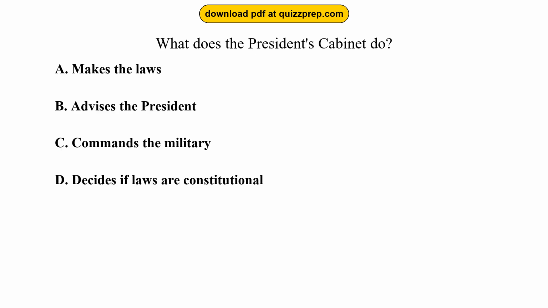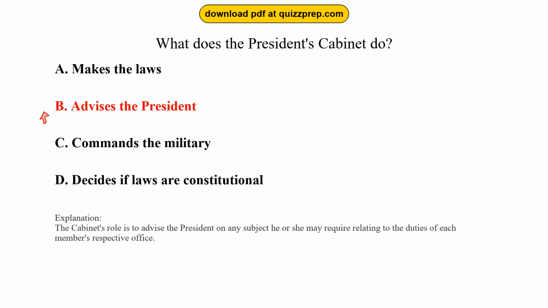Question 43. What does the President's Cabinet do? Option A, makes the laws. Option B, advises the President. Option C, commands the military. Option D, decides if laws are constitutional. The correct answer is option B, advises the President. The Cabinet's role is to advise the President on any subject he or she may require relating to the duties of each member's respective office.